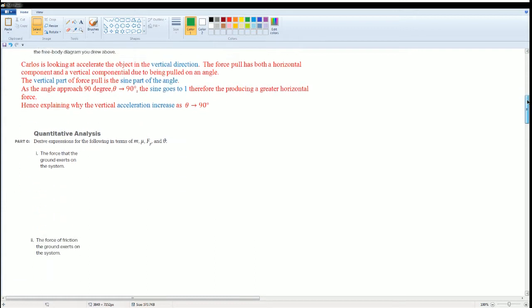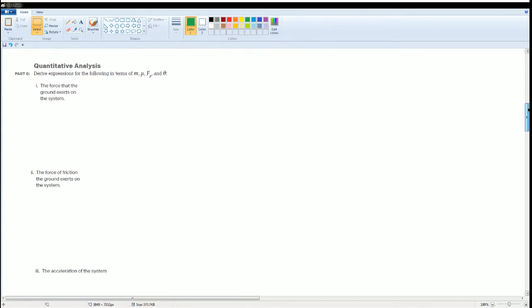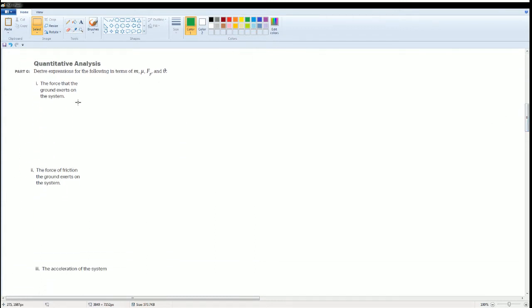Now we're going to do some calculation. We're going to derive the expression. Make sure you start from a first principles application, so Newton's second law would work.